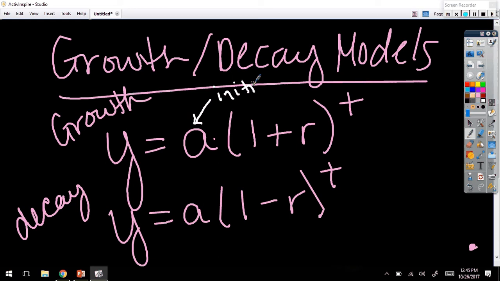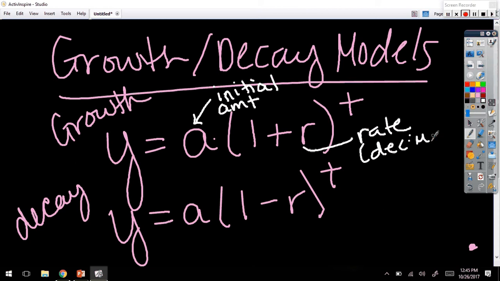A is going to be my initial amount. R is my rate. And whenever I'm talking about rate, I'm talking about how much it's growing or how much it's decaying each year, okay? The only deal is most of the time this is given to you as a percent. You have to change it to a decimal. How do you change a percent to a decimal? Left twice. T is my time, and unless otherwise specified, most of the time it's in years.